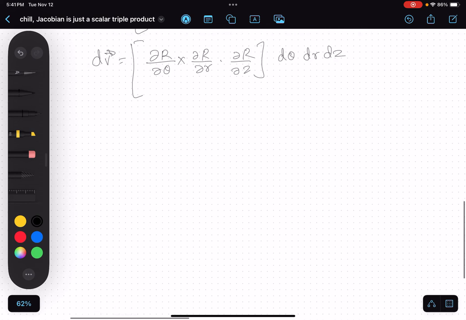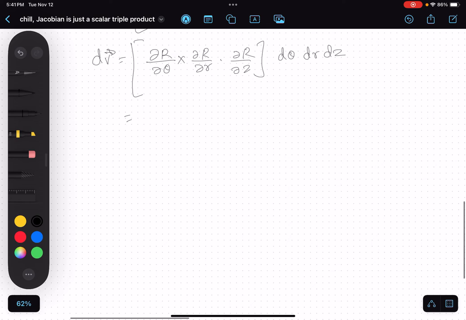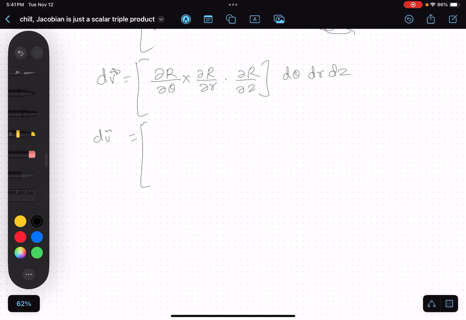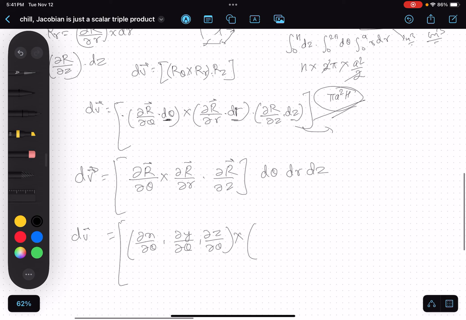Okay, now after this, dv will be equal to... now we know that partial r by partial theta, if let's say r has three components x, y, z, in that case this vector will just be partial x by partial theta, partial y by partial theta, again partial z by partial theta, cross. So now again this vector, we need to give a vector over here actually, right?